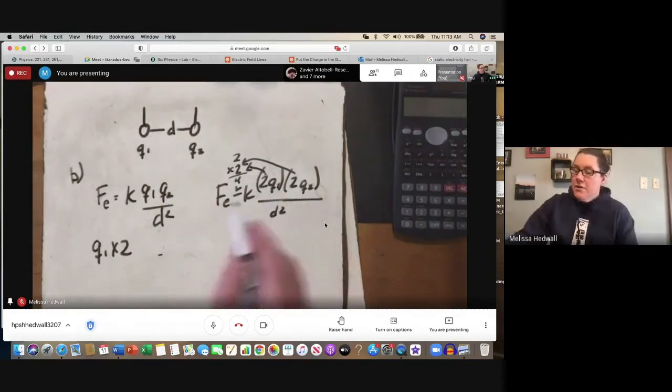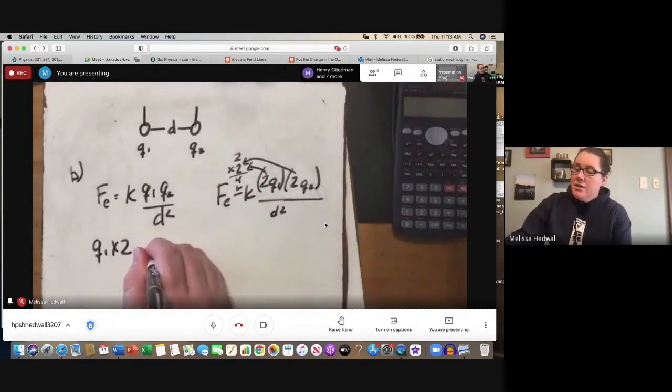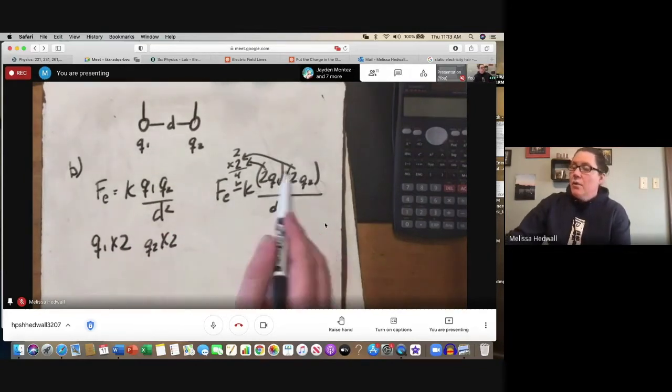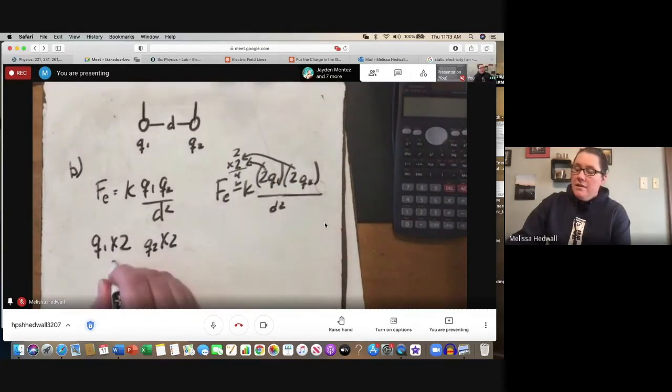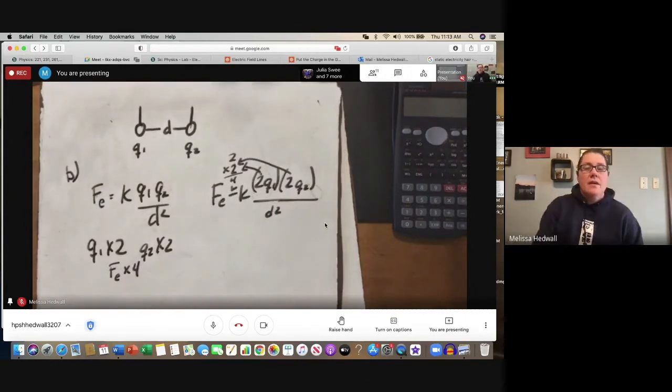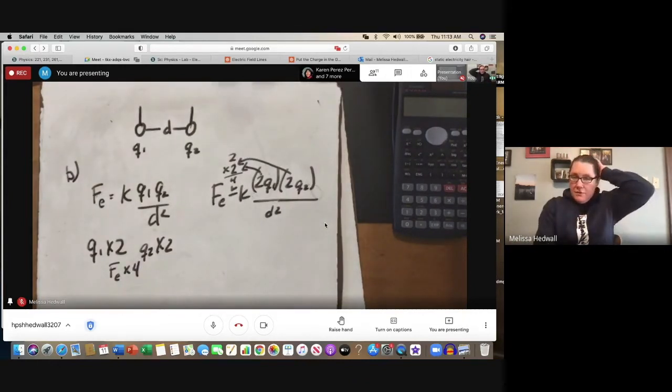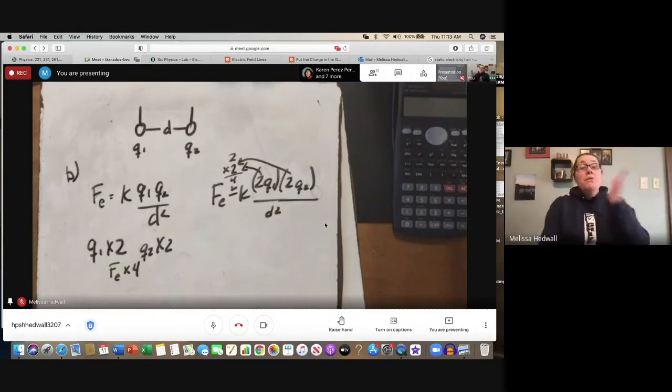So if Q1 is times 2 and Q2 is times 2, both 2's pull out and are multiplied, and that leaves us with a force that is times 4. If you double one charge, you double the force. If you double both charges, the first one doubles the force, and the second one doubles that, so 2 times 2 gives us our 4. Again, whatever's happening here can come out, and that's what's happening to the force. I'm going to erase that, so if you want to screenshot that or finish writing it down, go ahead and do that.